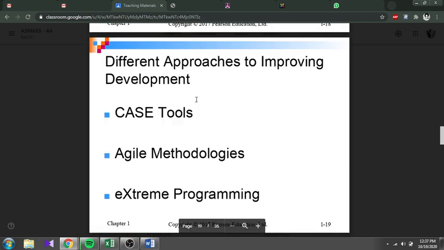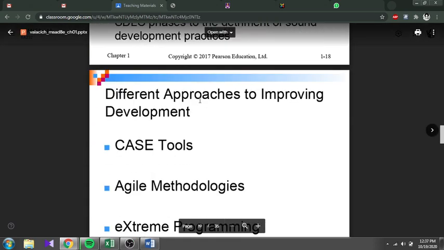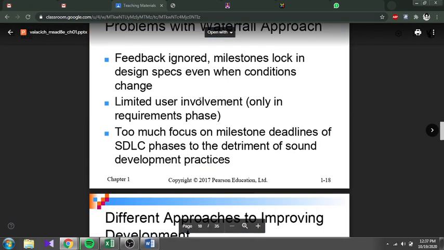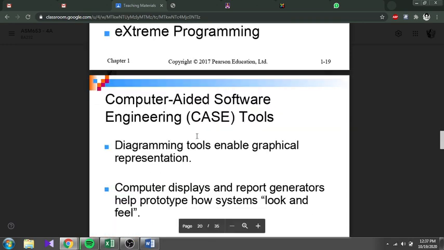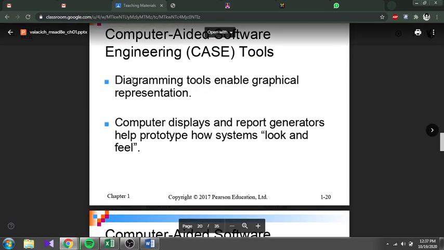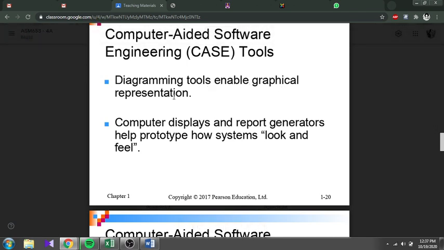Okay, a different approach we have here is CASE tools, agile and extreme programming. Okay, aside from this SDLC we have CASE. More briefing about the CASE. It's about diagramming tools that enable graphical representation, computer display and report generators that help prototype how the system looks and feels.